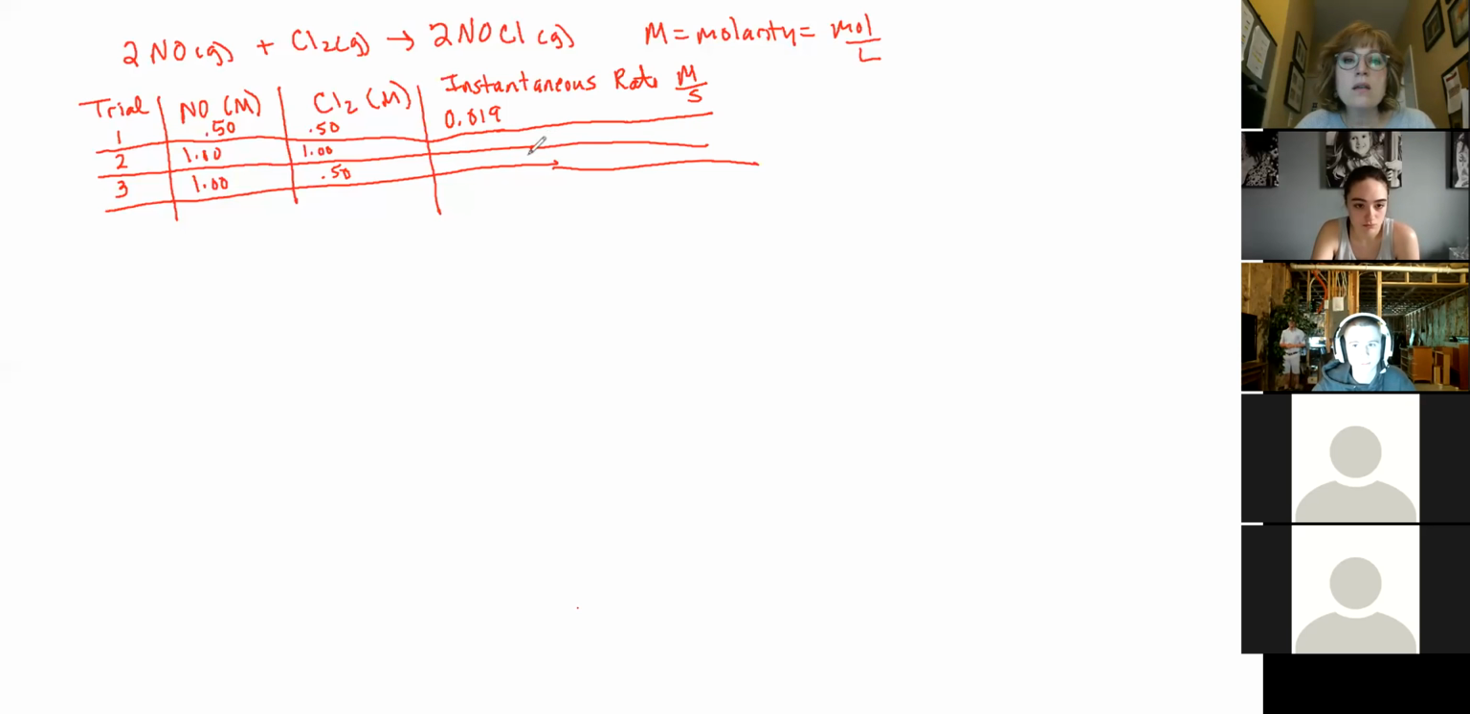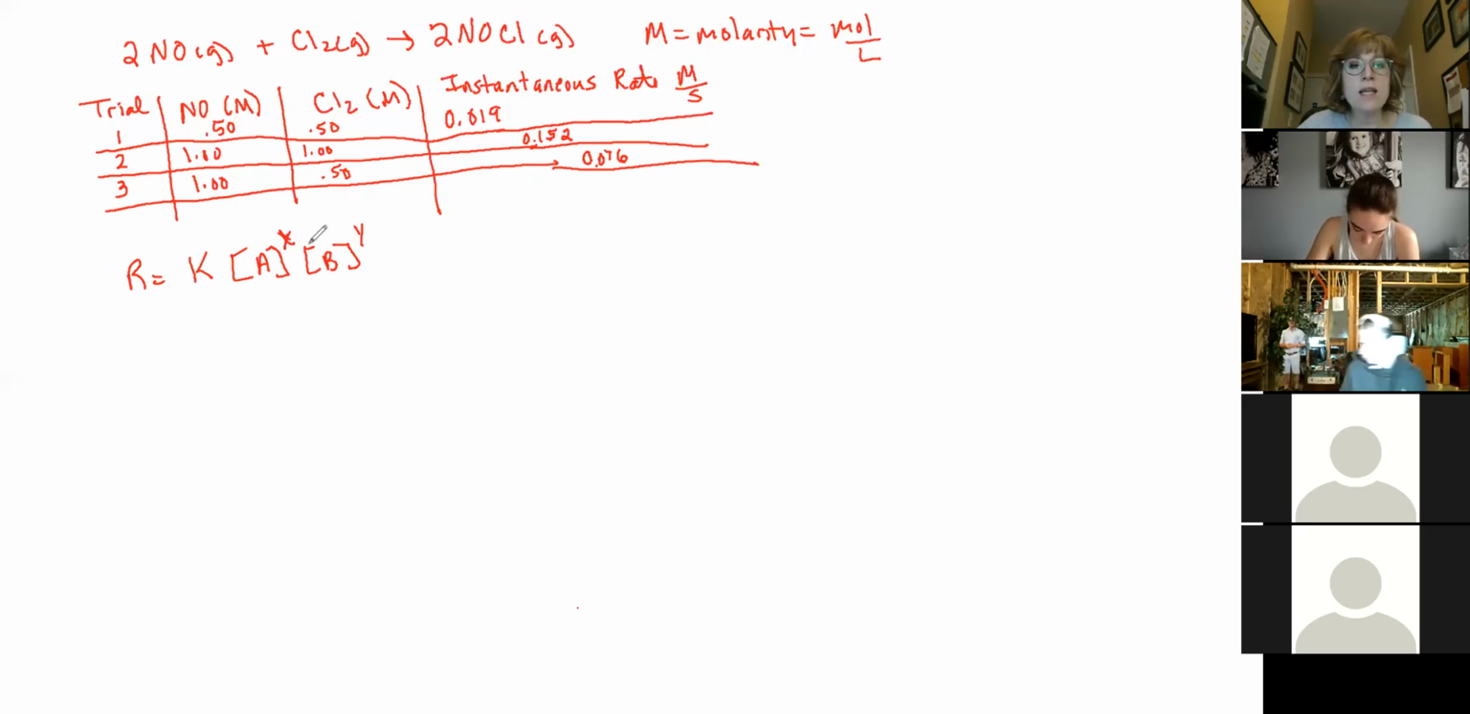Okay, down here will be 0.076. And then this one is 0.152. Okay, so here we have the data and 3 different trials. And you're going to try to figure out the rate equation. So the general rate equation is going to be equal to a constant times the concentration of A, whatever A is, to the X power, and the concentration of B to the Y power. And so you have to figure out the X's and Y's. The A's and B's are just the general reactants. So in this case, that can be A, and that one can be B.